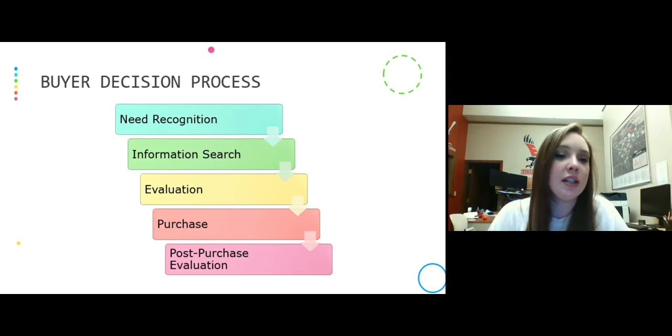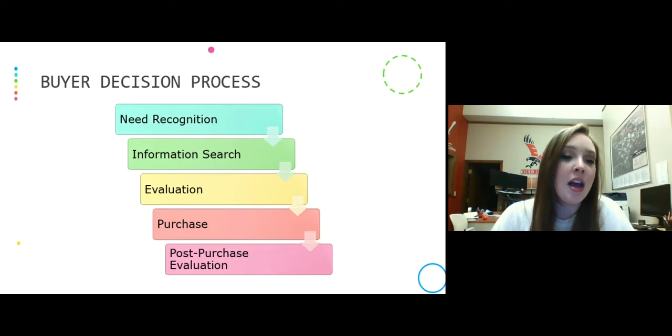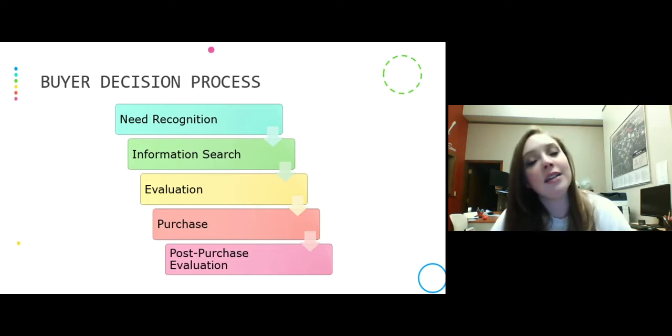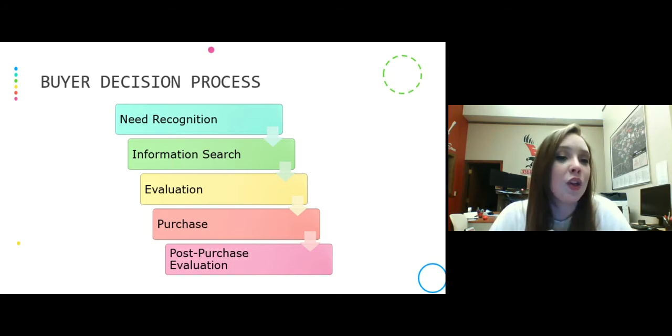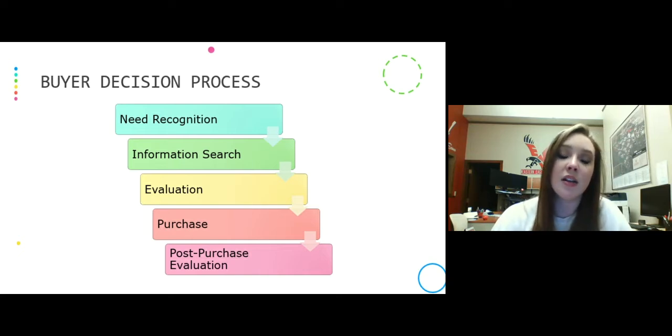And the fourth stage is the purchase decision. 2 factors can come between the purchase intention and the purchase decision. That's the attitude of others and unexpected situational factors. And then lastly, you have your post-purchase evaluation. This is probably the most critical part of the entire buyer decision process for a company.